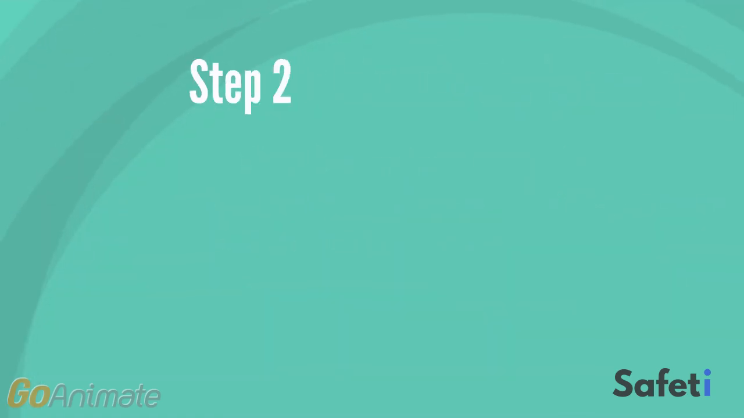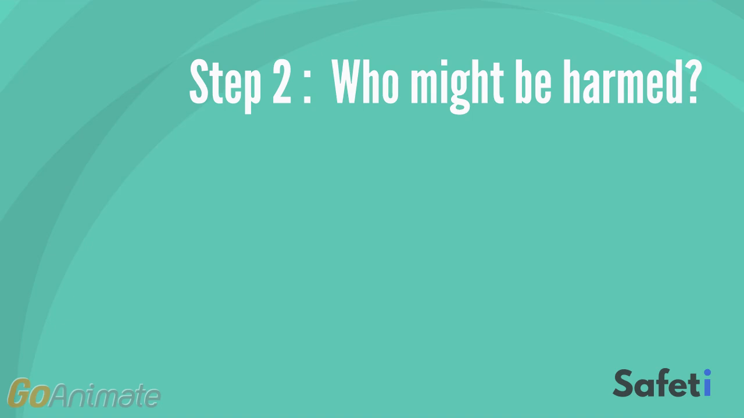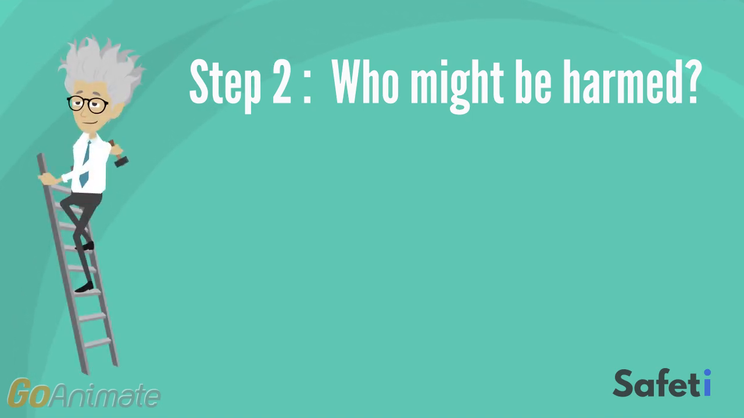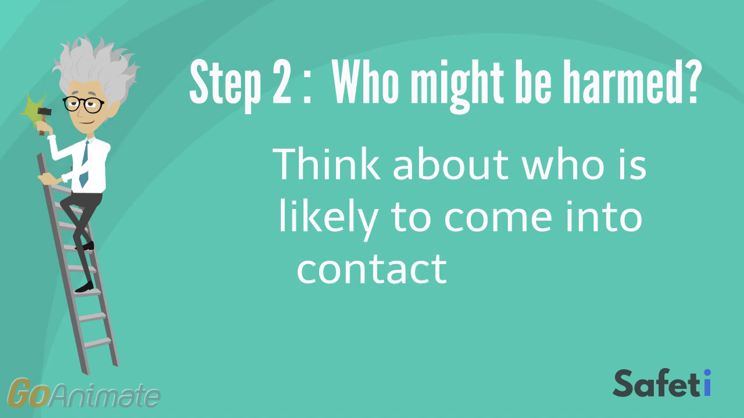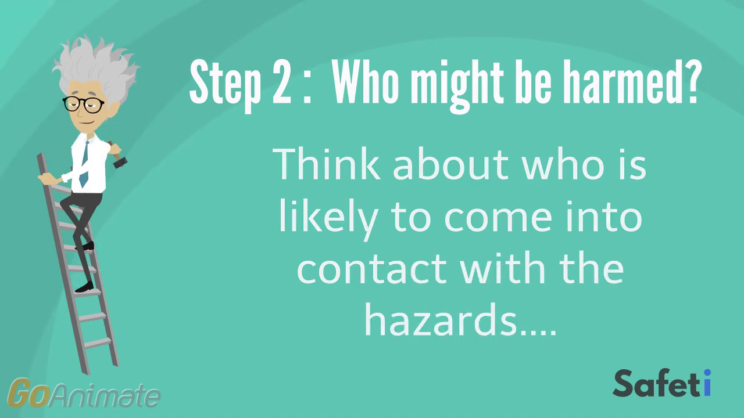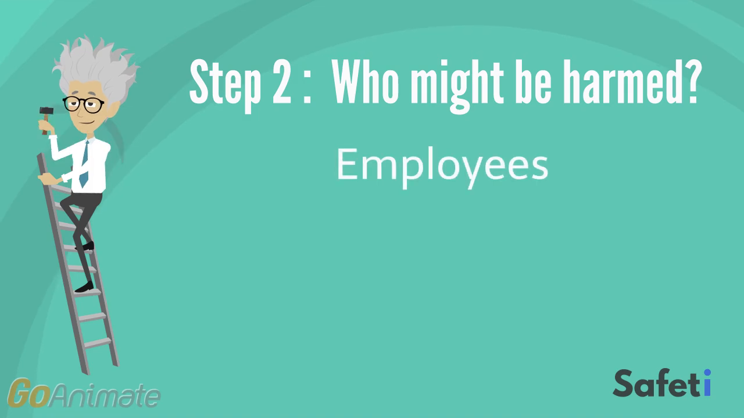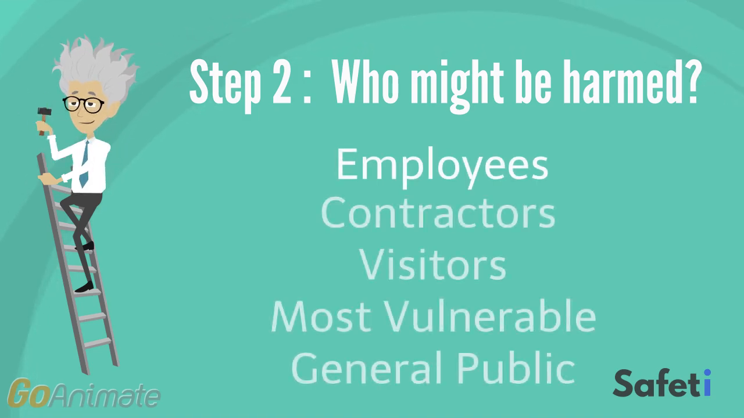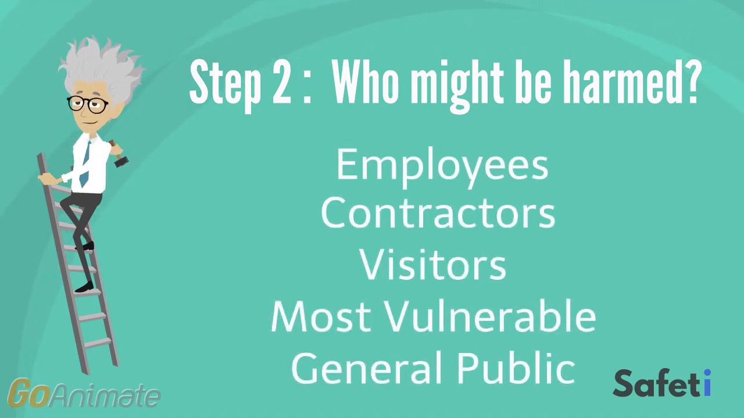For step 2, you need to identify who might be harmed. Ask yourself who will be exposed to a particular risk. This may primarily be your own employees, but there are also other groups of people who may be affected in different ways which need to be considered.